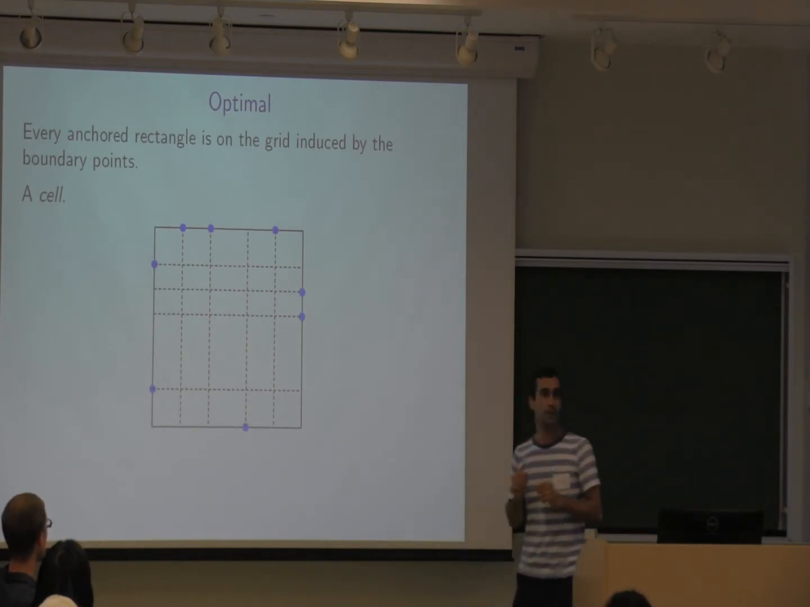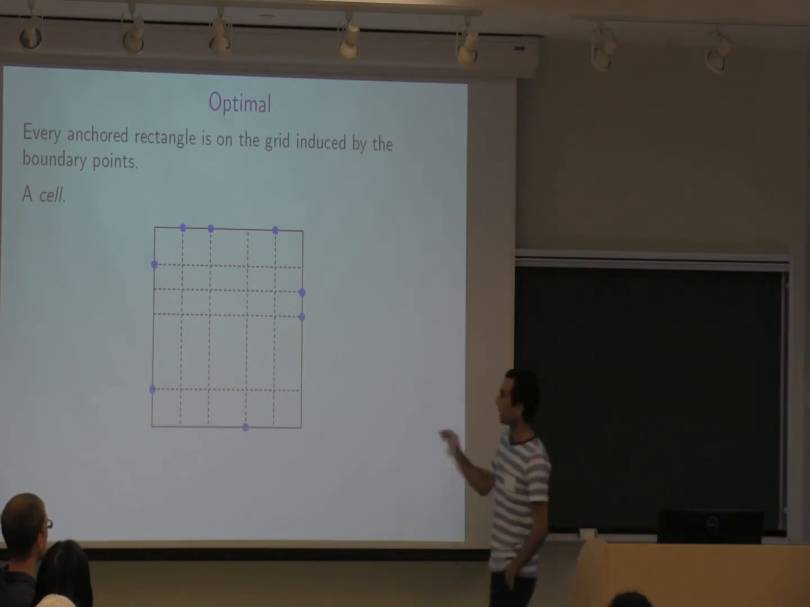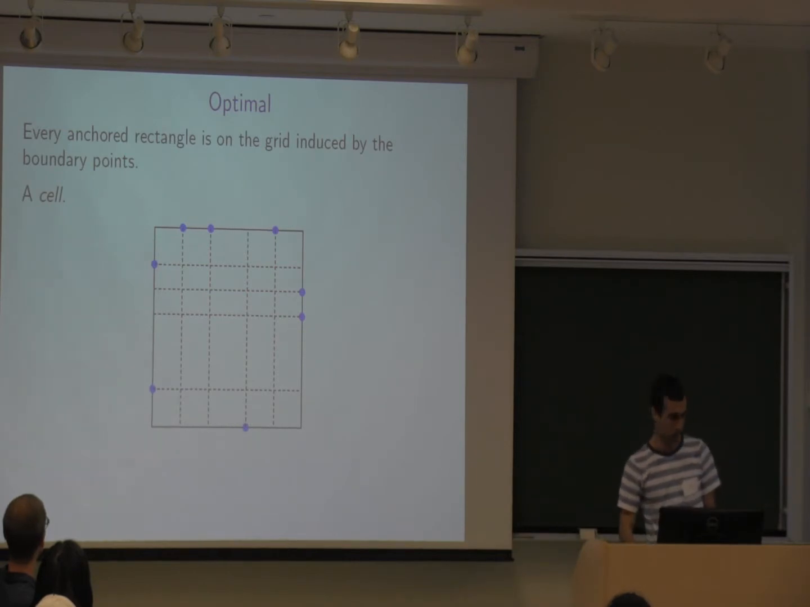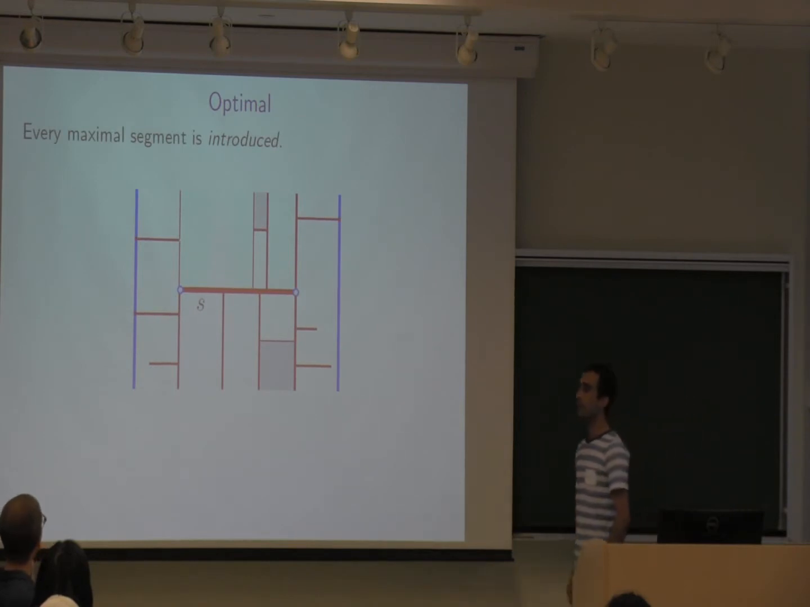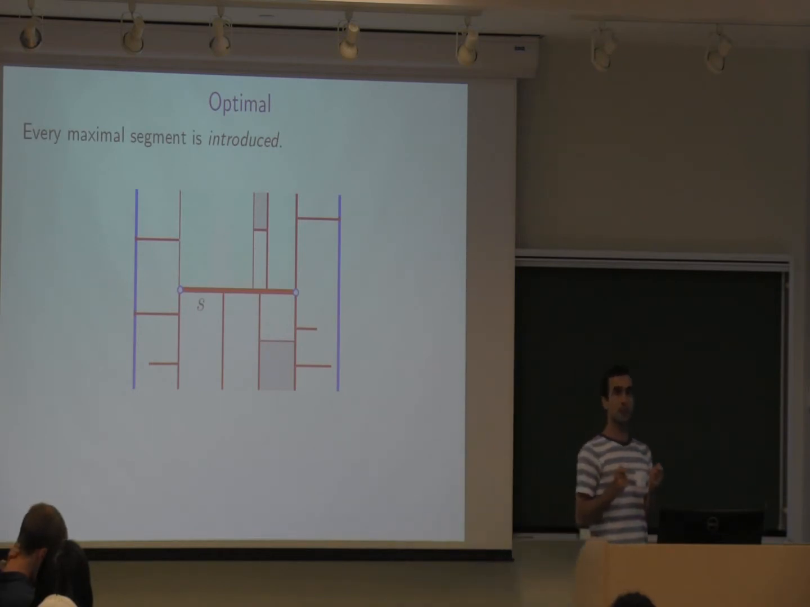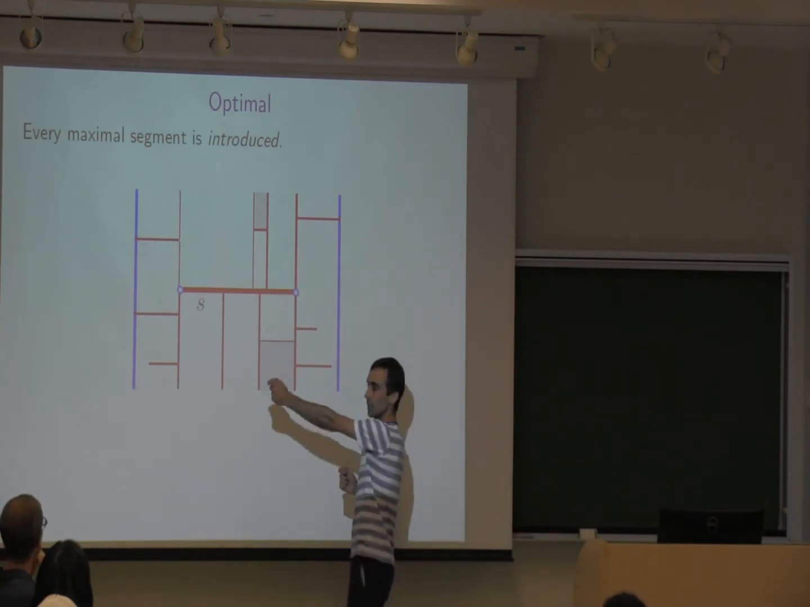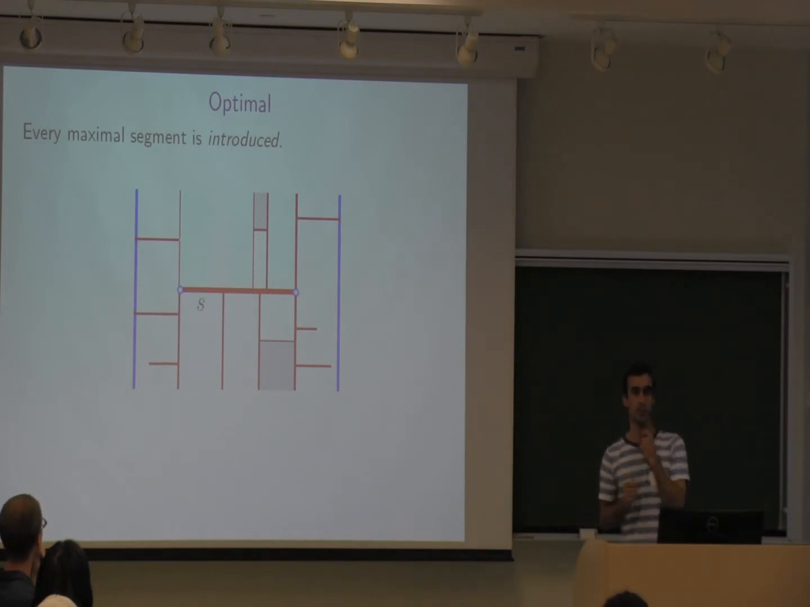And this is not only for boundary points; even if the points are in the interior anywhere, this is still always true. And from now on, I will call each of these tiny rectangles a cell. The next observation is, if you look at an optimal solution, any maximal segment is induced, meaning that it has one of its endpoints on the boundary of the square, and that point is actually a blue point. So it's induced by some point on the boundary.